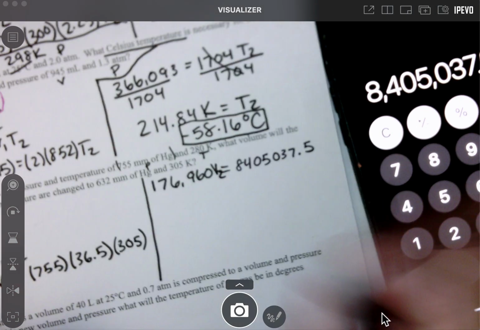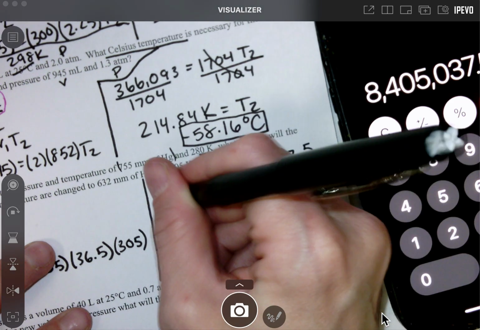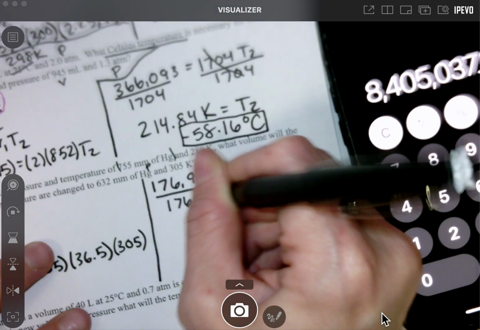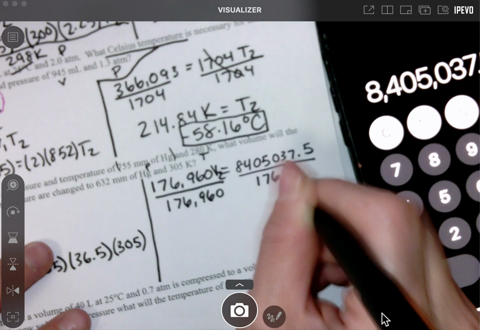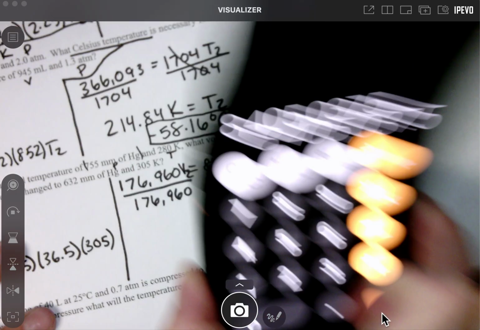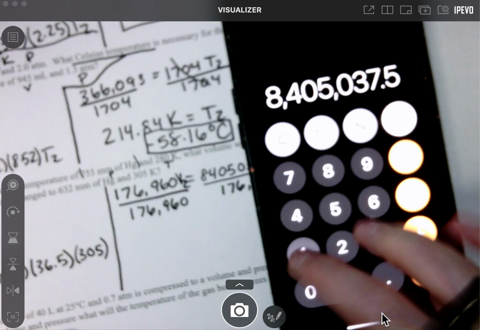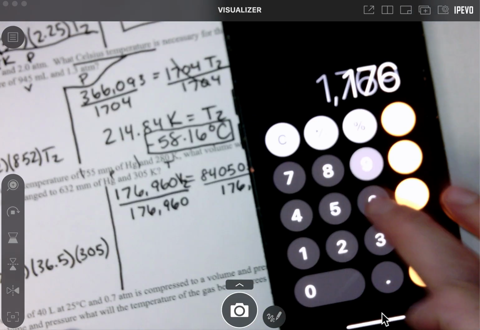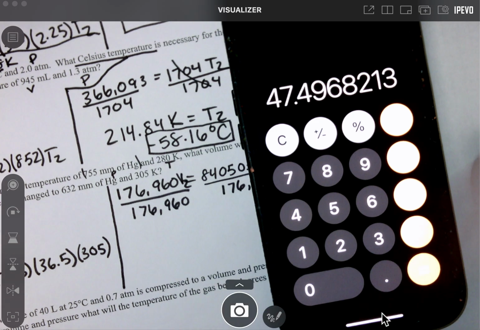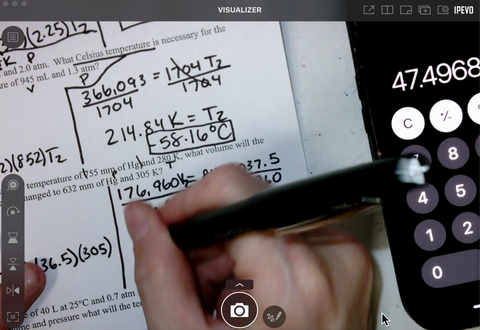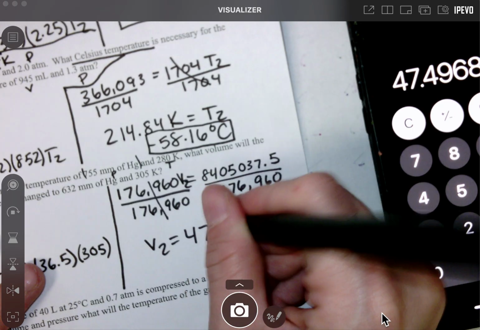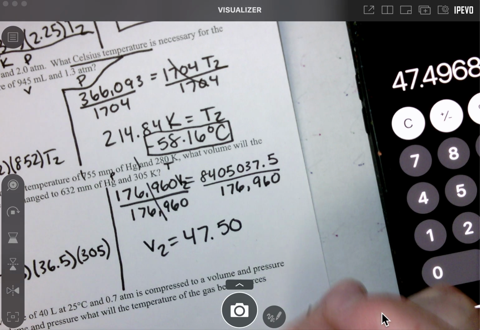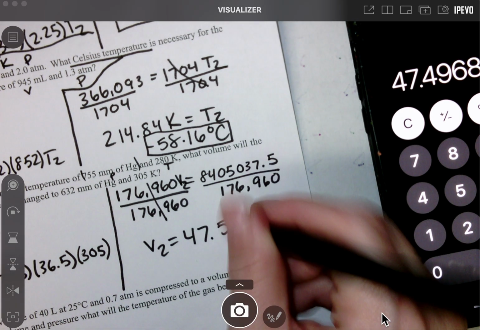Okay, so now we can isolate V2 by dividing each side by 176,960. So dividing each side by 176,960. We end up getting 47.496. That's going to end up rounding to, V2 is equal to 47.50, and my volume unit was meters cubed.